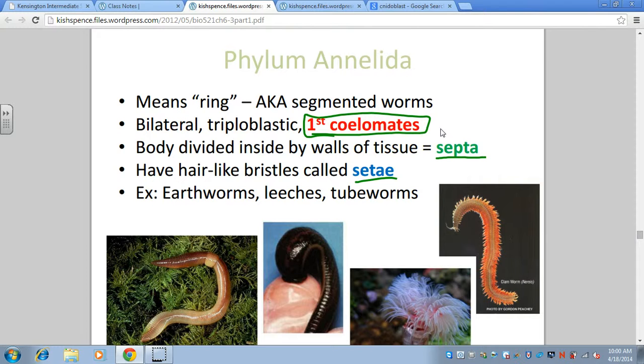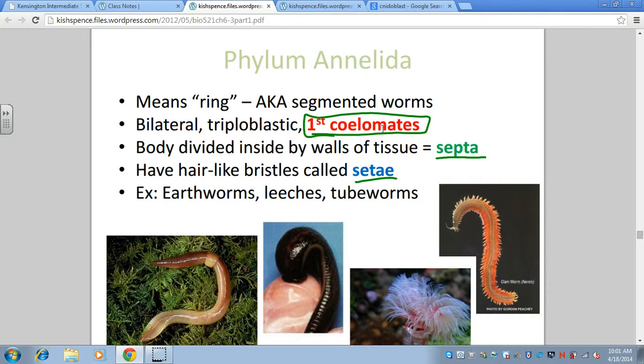The third group of worms are the segmented worms, so phylum Annelida, or the annelids. Annelid means ring, so they look like they have rings around them. They're segmented. They're the first to be segmented of all the organisms, and that means that they can segment the body and have different parts in different sections of the body. They're bilateral. They are triploblastic. Again, they have 3 germ layers, so they can have a more complex body form. These are the first coelomates.